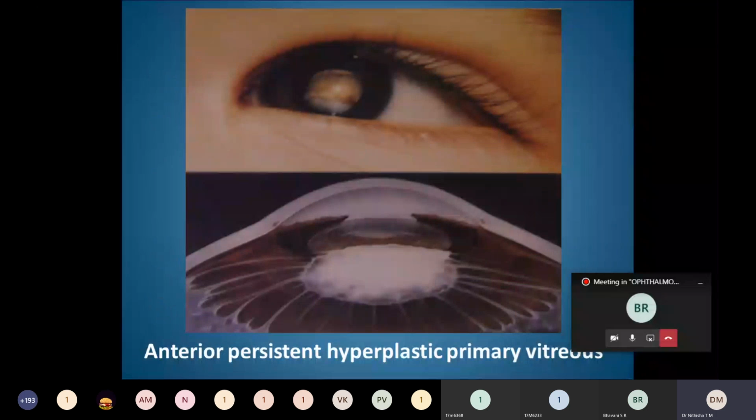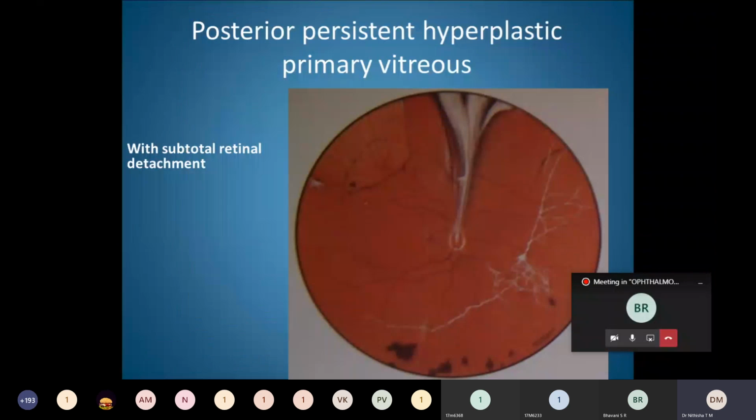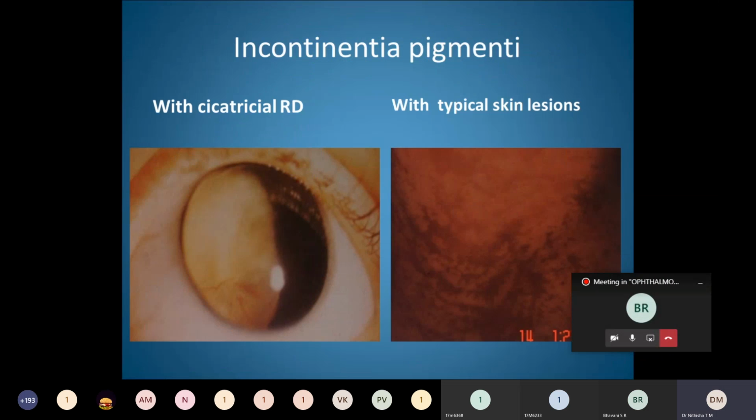This is anterior persistent primary vitreous. You can see the zonules which are attached to the anterior vitreous. This is posterior persistent hyperplastic primary vitreous with retinal detachment. This is a picture of incontinentia pigmenti. On the left side, you can see cicatricial RD with skin lesions.